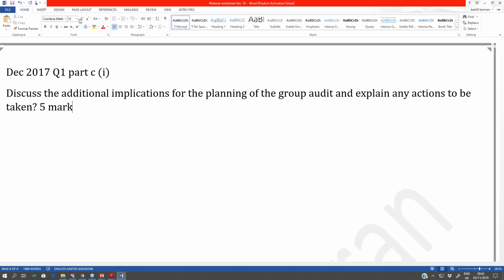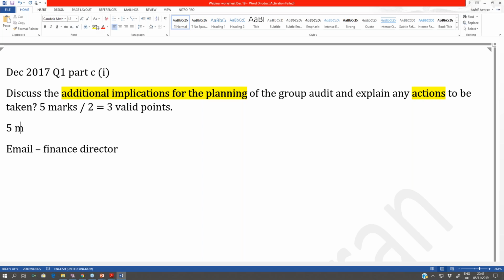Right, we have 5 marks, so we'll divide it by 2, so we need to write 3 valid points, not a lengthy answer, to make the 5 marks here. We need to discuss the additional implications for the planning. That's number 1. And the second is we need to discuss the actions. So 2 things and just 5 marks, so not a lengthy answer at all. Where should we find the answer? The answer is in the email we got from the finance director. So let's critically read this email of the finance director.